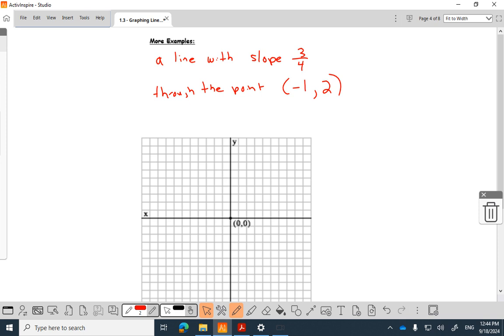Tell me. To the left one? Up 2. So that first coordinate is the x. That's how much left or right I go. And that second coordinate is the y. That's how much up or down I go. -1, 2. Good. Got the point. Now, slope 3/4. Need more words. Someone to tell me exactly what to do using slope 3/4.